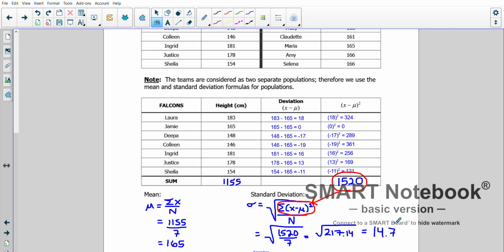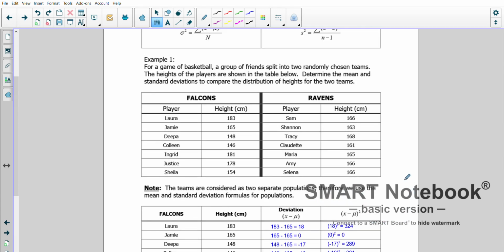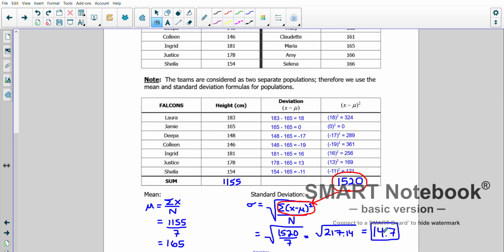There are no units, and as of right now there isn't really much context to this number yet, but once we calculate the standard deviation of the Ravens, we'll be able to put some context to this value. So that is the standard deviation. Did it want the variance? No. If I wanted the variance, I would just square this value, which would be the 217.14.